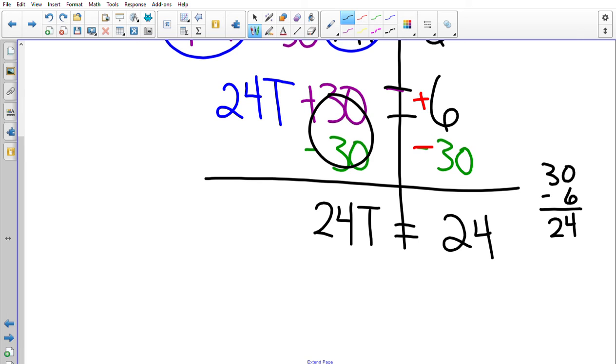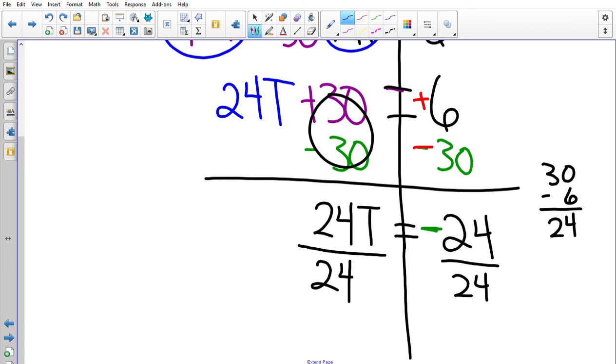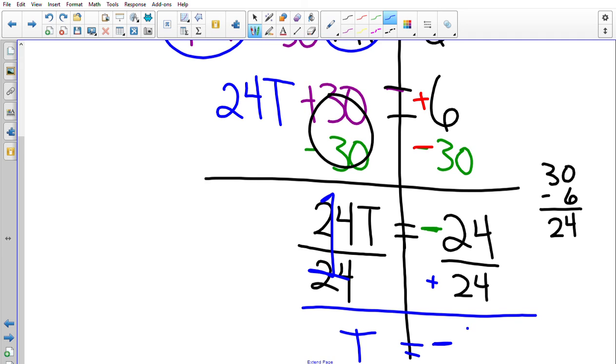But then focus on your rules. Keep the sign of the one that's farther from 0. 30 is farther from 0, so it's a negative 24. Your last step then, and it's okay if you're making mistakes. Remember that we're just correcting. You're going to divide both sides by 24. We do this so that we have a positive 1t, or just t, equals, and then a negative divided by a positive. Negative divided by a positive is a negative. 24 divided by 24 is 1. So t should equal negative 1.